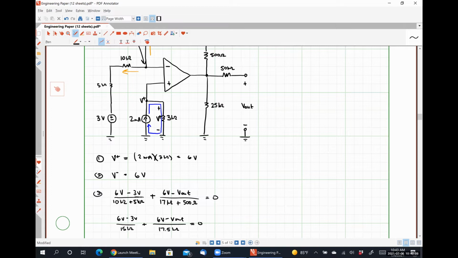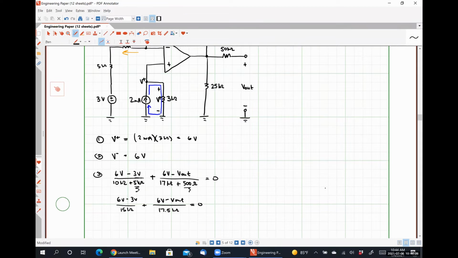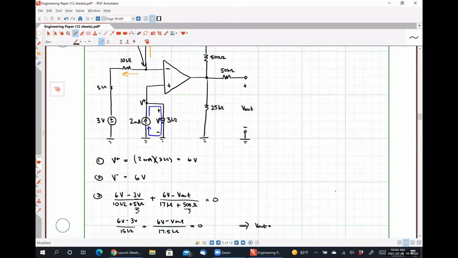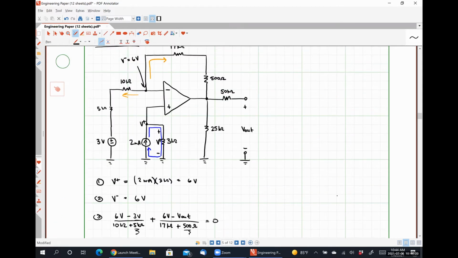Most people neglect this guy here and that guy there. So you did a wonderful job. So if we solve this, what will V out be? 9.5 volts. 9.5. All right, 9.5 volts.